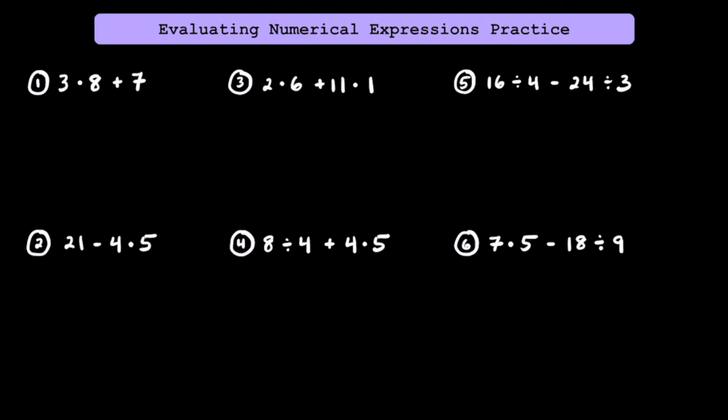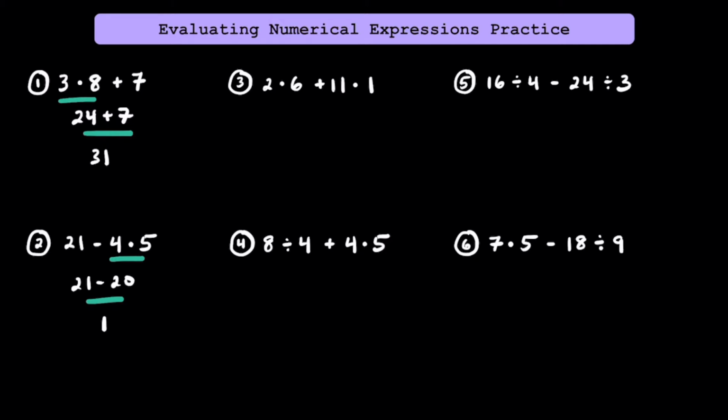In number 1, we have 3 times 8 plus 7. Multiplication is more important, so we'll multiply 3 times 8 to get 24, right? 24 plus 7. And with one operation left here, 24 plus 7 is going to equal 31. In number 2, we have 21 minus 4 times 5. Multiplication is more important than subtraction, so that goes first. 4 times 5 is 20, so we'll have 21 minus 20. And subtracting them, we're going to get 1.